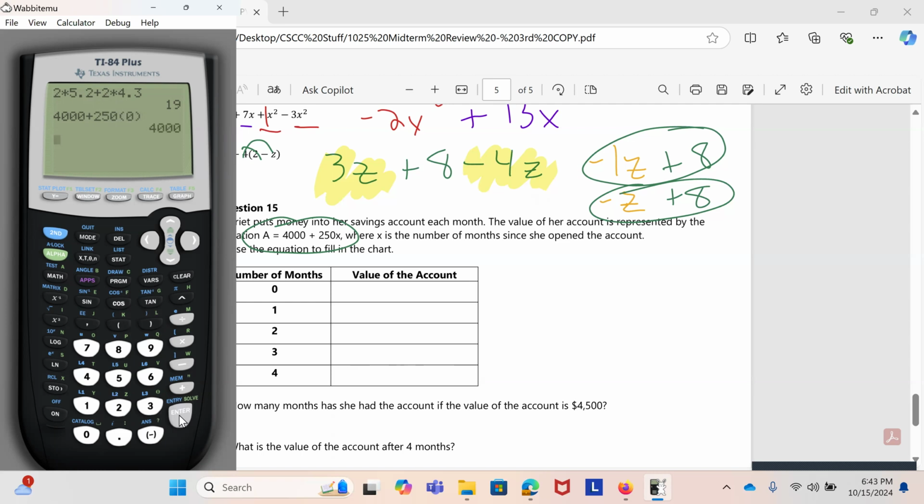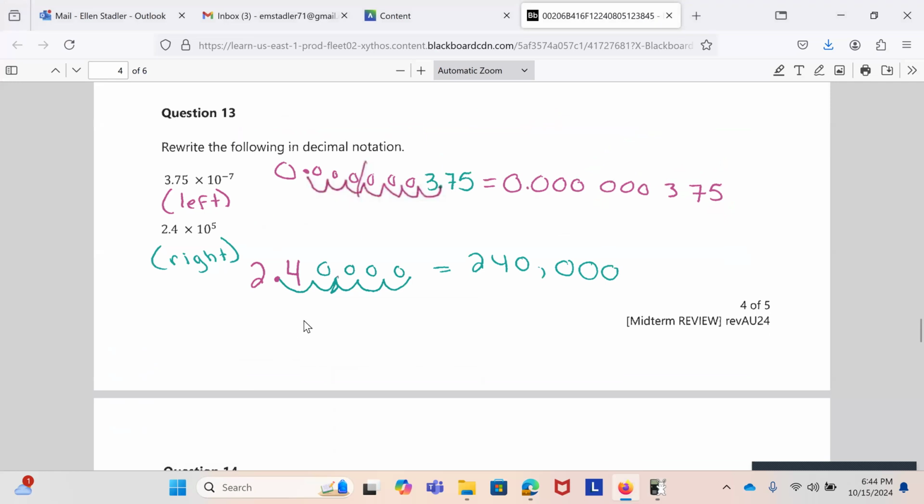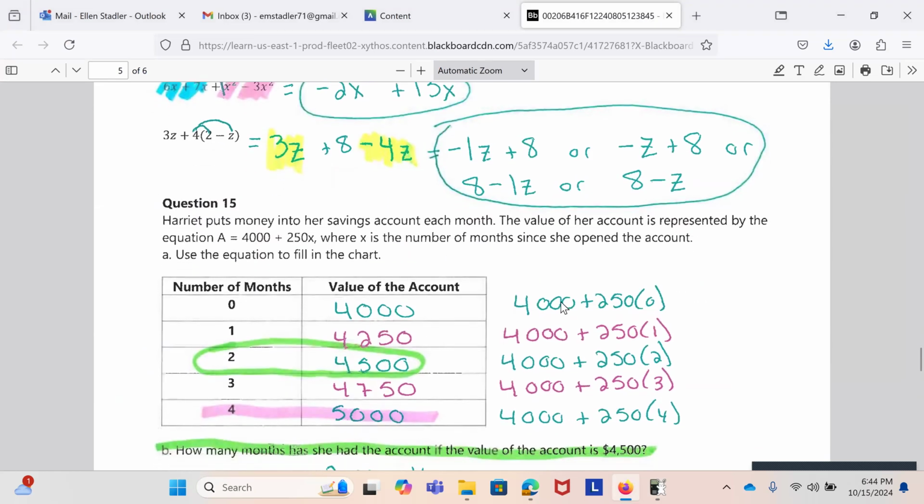Do the same thing again. I'm going to cheat since this calculator's so laggy. The graphing calculators have a nice feature where if you highlight something and enter it, it types it in again for you, and I can just change the 0 to a 1. 4,250. So you can fill in the table that way. And if you look at the answer key, it has worked out each one for you.